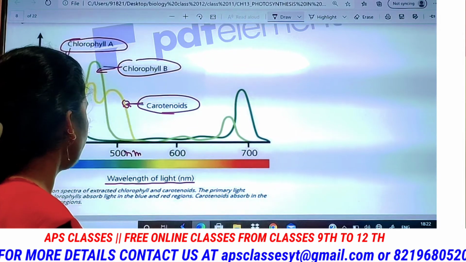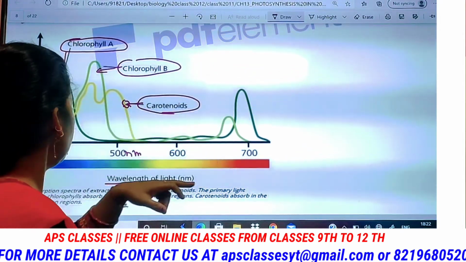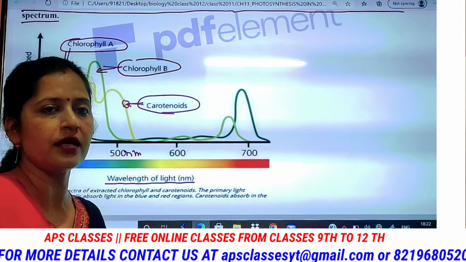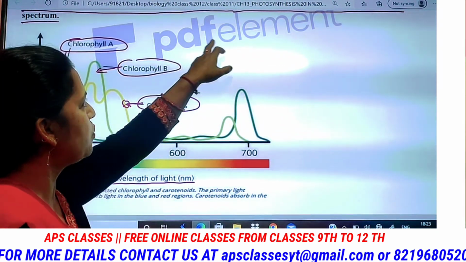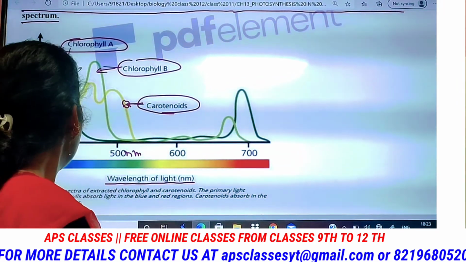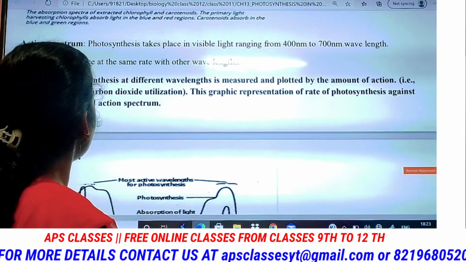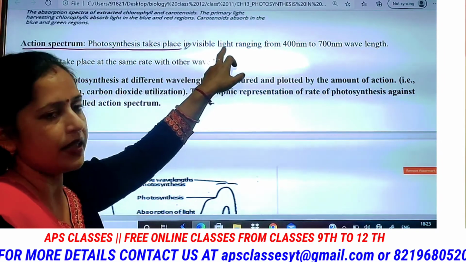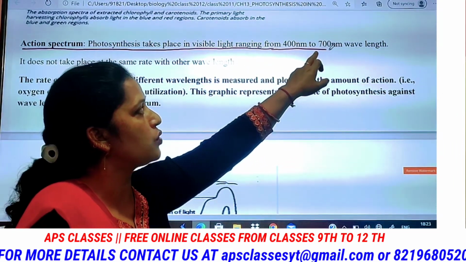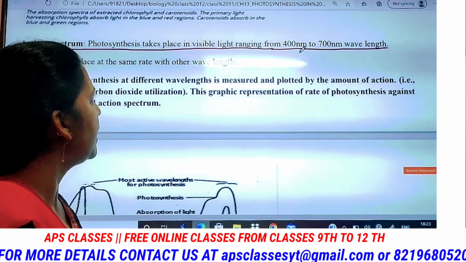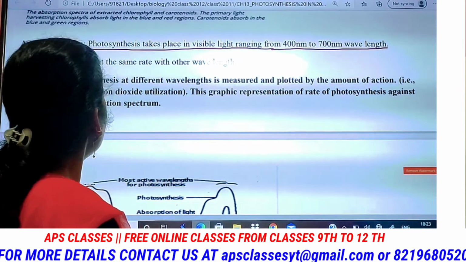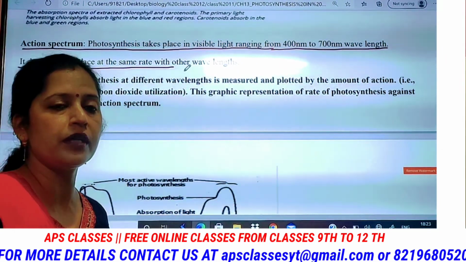In the absorption spectra of extracted chlorophylls and carotenoids, the primary light-harvesting chlorophylls absorb light in the blue and red regions, and carotenoids absorb light in the blue and green regions. Next is the action spectrum. Photosynthesis takes place in visible light, ranging from 400 nanometers to 700 nanometers in wavelength. It does not take place at the same rate.